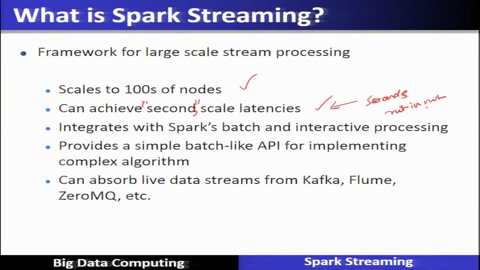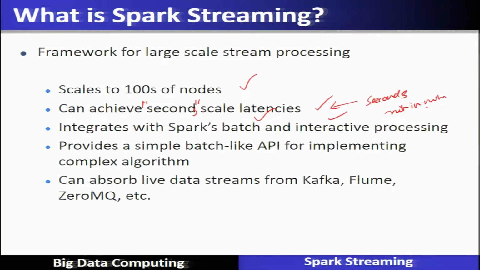Now, this Spark streaming system also integrates batch and interactive processing together with a unified view on the same stack. Therefore, with unification of batch and interactive applications, it is possible to achieve latencies on the scale of seconds.